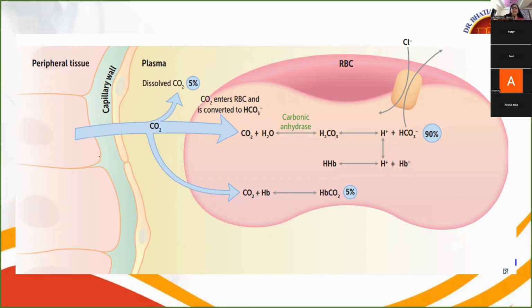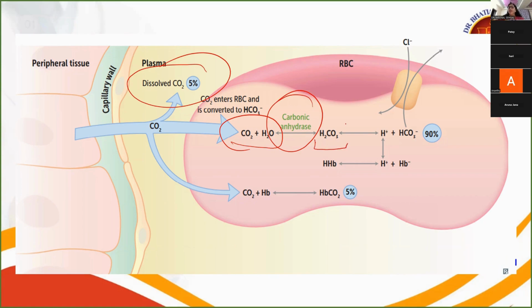So at the peripheral tissue level, what is happening? This is the CO2 which is dissolved here. 5% is dissolved in the plasma. This CO2 binds with the water here and, in the presence of carbonic anhydrase, forms H2CO3. And this H2CO3 then releases the H ions and the bicarb. This bicarb is the 90% format of the CO2 which is transported in the blood. Now here, this H ion binds with the hemoglobin, which is the deloaded or deoxygenated hemoglobin, and it forms the HHb. This HHb goes back to the lungs.